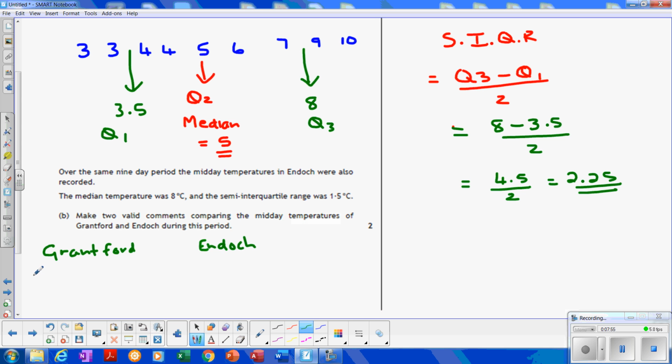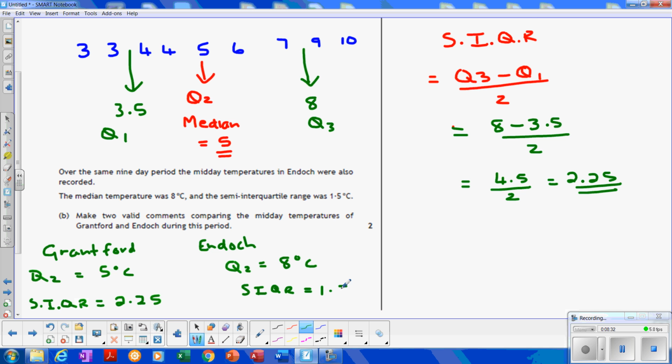So we had median, which I'll just write as Q2. So Q2 for that one was 5. Q2 for this one, the median was 8, and it's degrees Celsius. And we had semi-interquartile range. Now that is just like you being asked your standard deviation question. So here we had semi-interquartile range, which was 2.25. And for this one, they're telling me that the semi-interquartile range was 1.5.